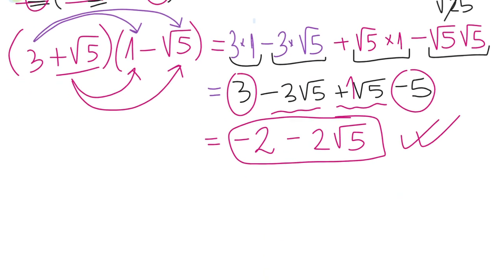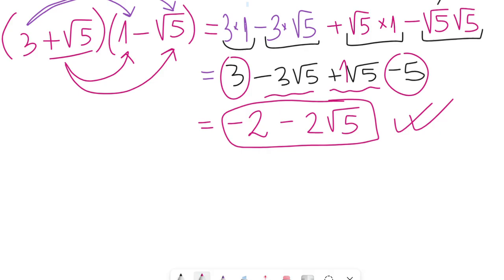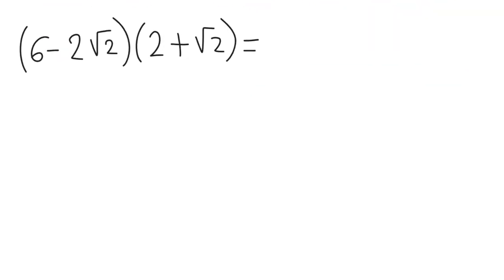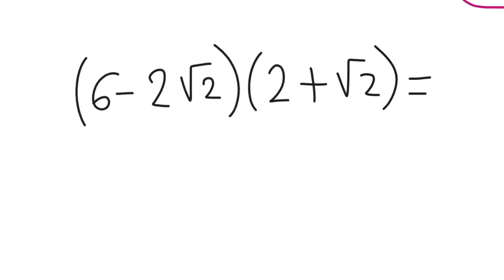Shall we try another one? So just simple expanding brackets. Okay? This time we have 6 minus 2 radical 2 and 2 plus radical 2. Okay. Let's try to do it step by step.